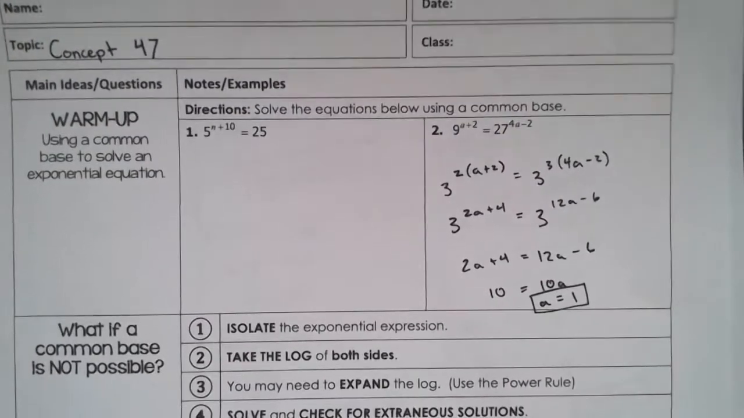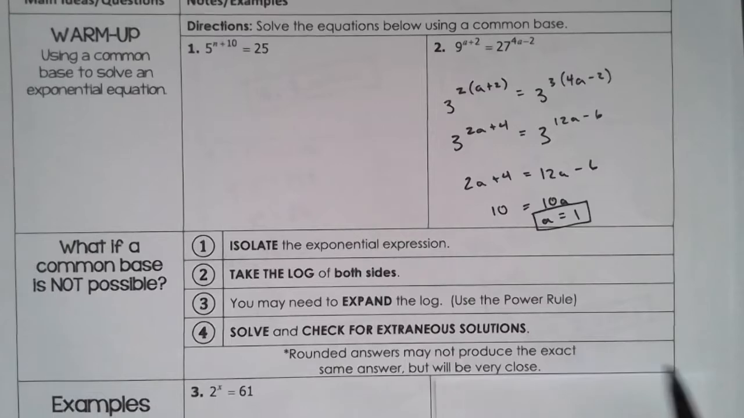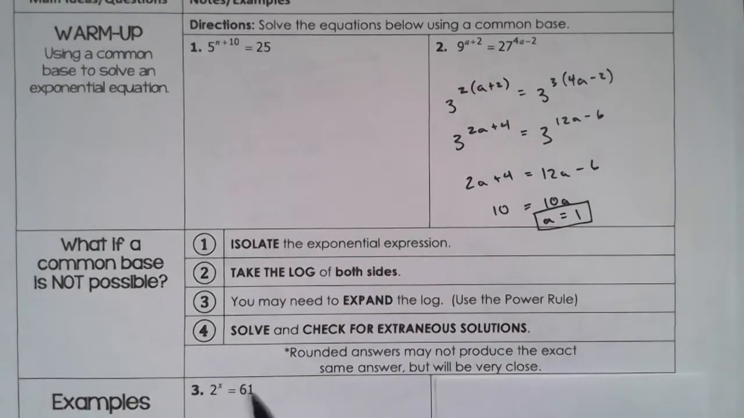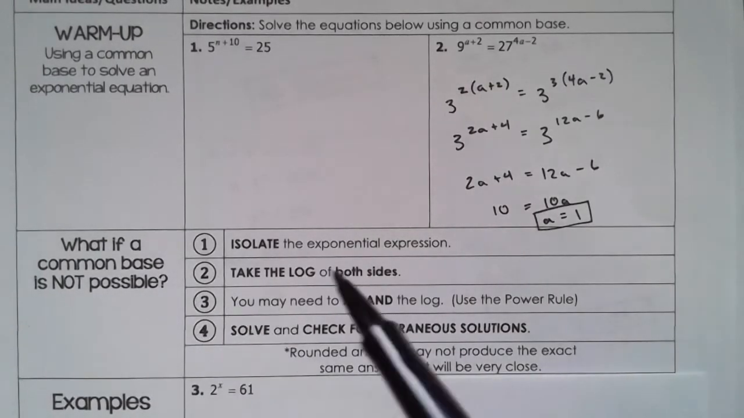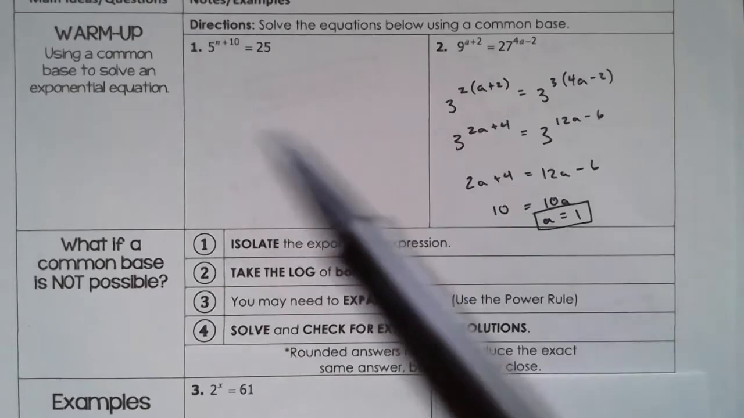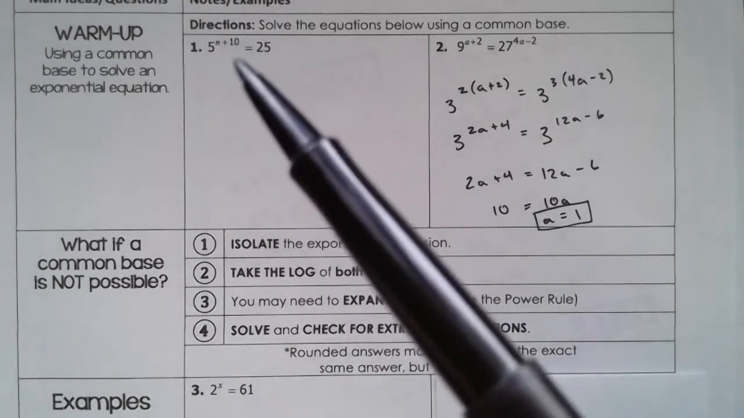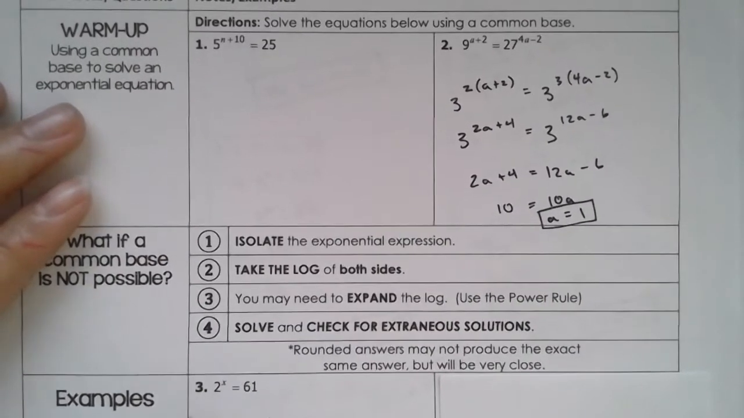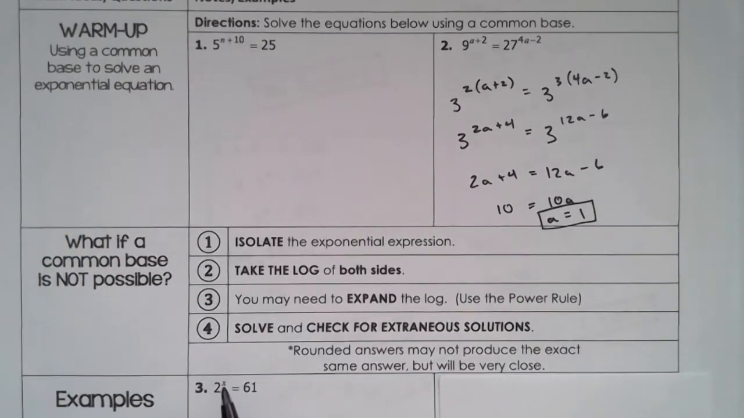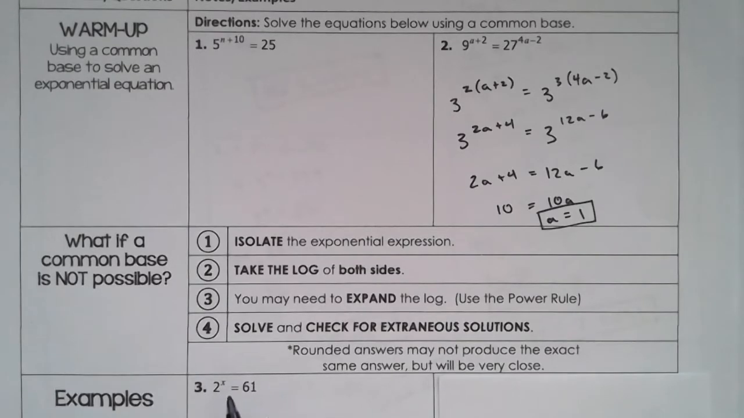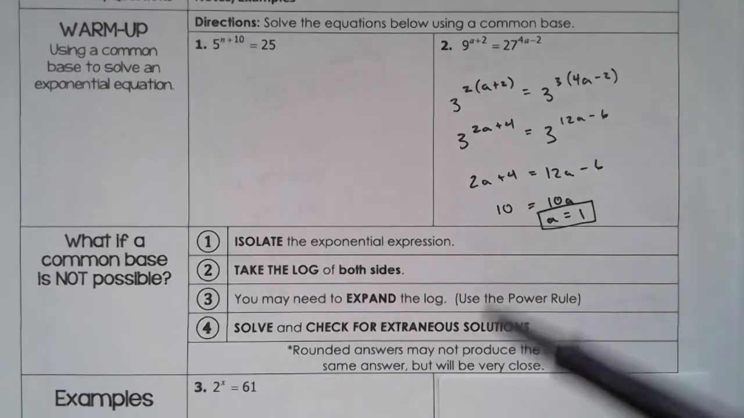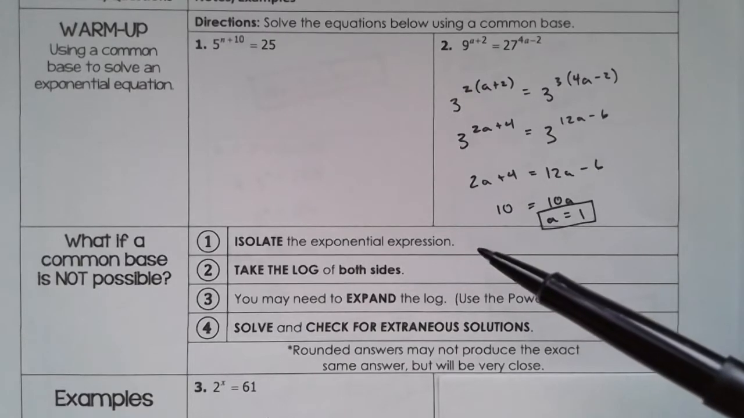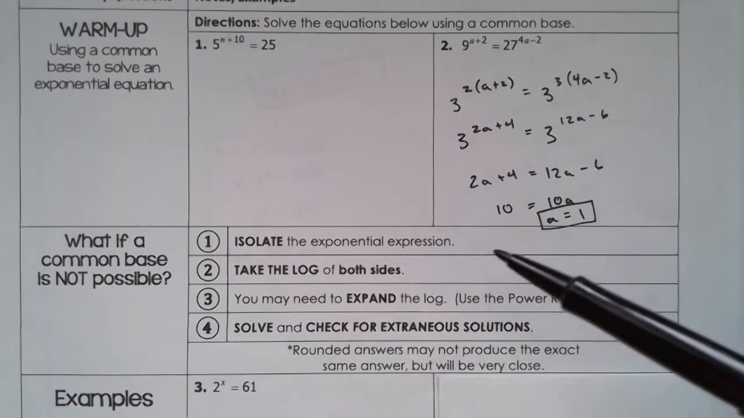For this new one, it says what if a common base is not possible? So in other words, you have some exponential expression like number 3 here, you can see at the bottom, but there's no way you can write 61 as a base 2 so that you can work out the exponents. So when that happens, what you want to do is isolate the exponential expression, so the base to the power, on one side of the equation.